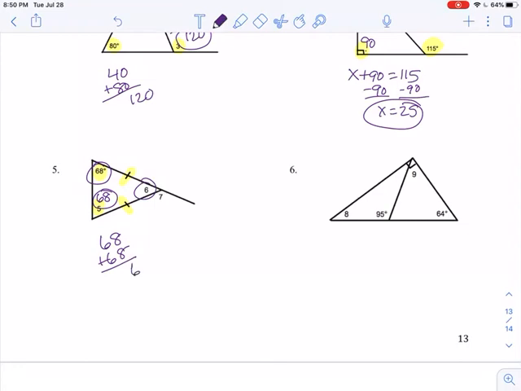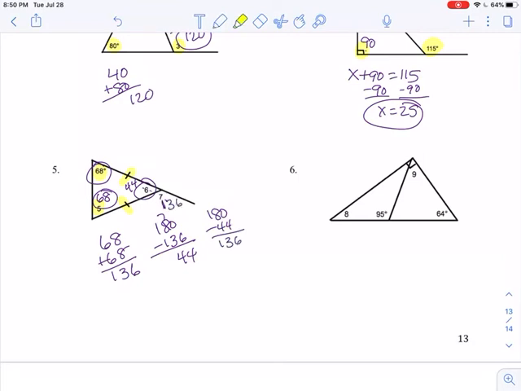So if I add 68 and 68, that's 136. And if I subtract 180 minus 136, I am left with 44. So this right here is 44. And then angle 7, 6 and 7 together form a straight line. So they have to equal 180. So if I did 180 minus 44, that would give me 136.